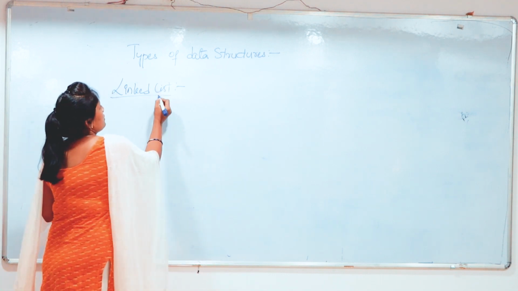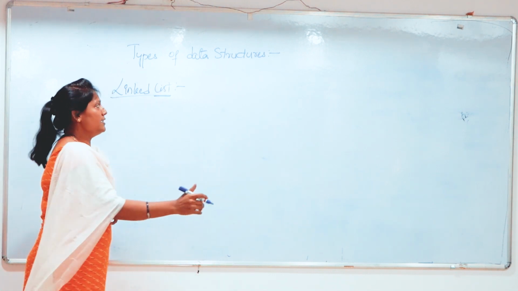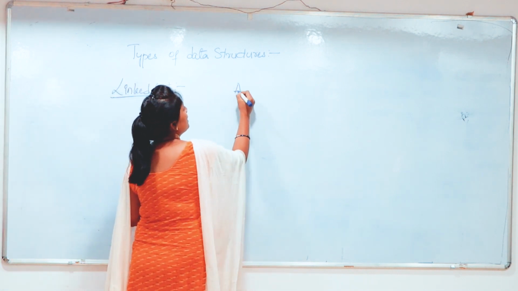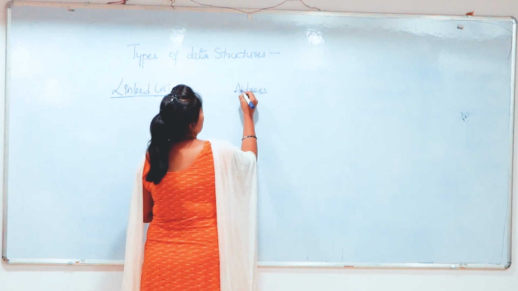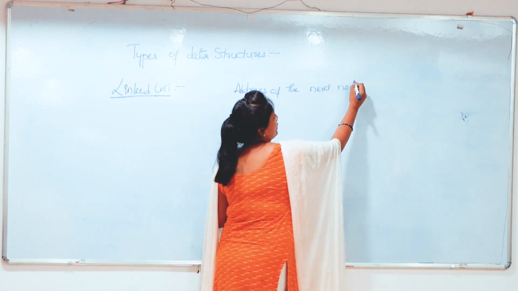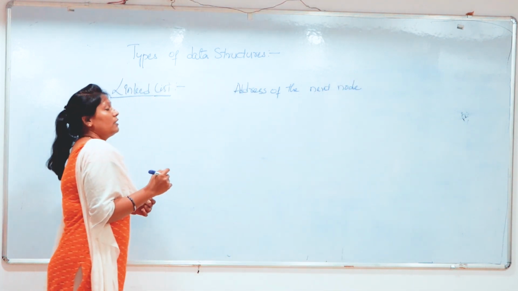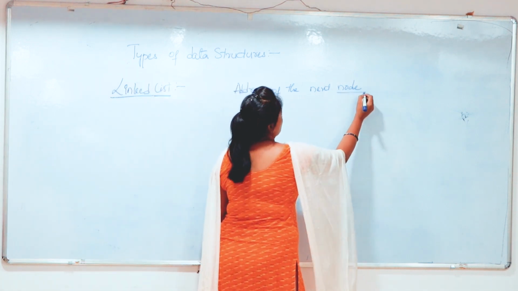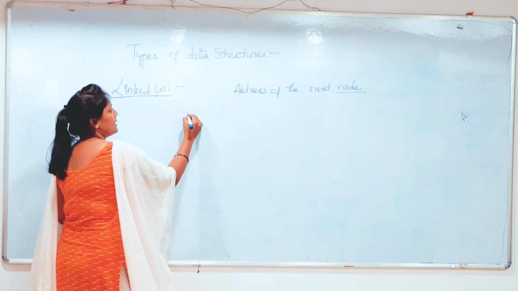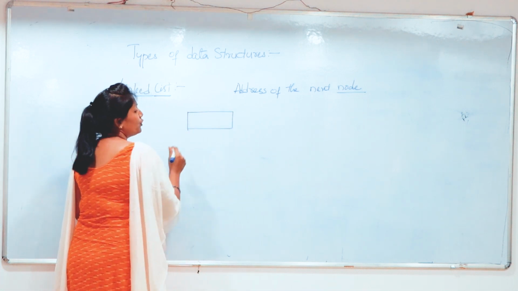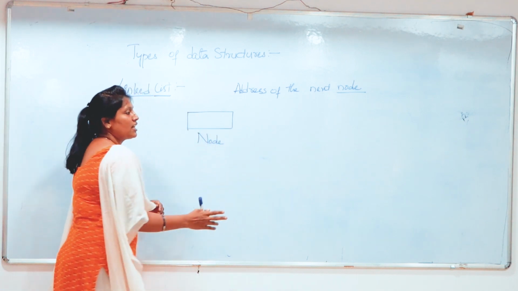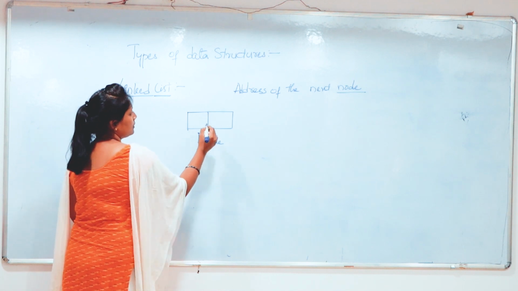Here the list means a list of elements that are linked, linked using the address of the next node. Okay, here the node. What do you mean by a node? Node here in our linked list, it will use a basic data structure, that is a node structure. This is called a node, which consists of two parts.